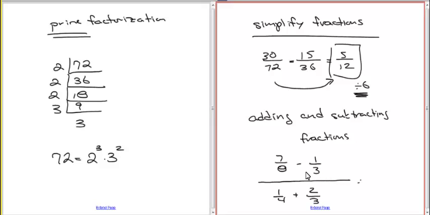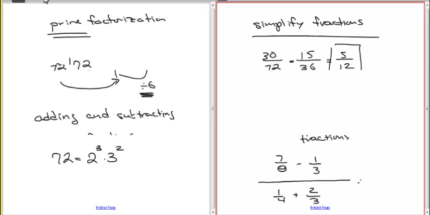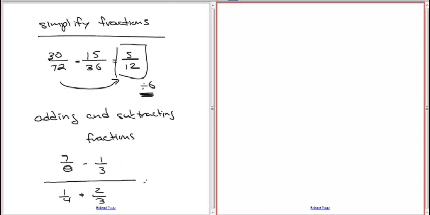Okay, what else we got here? Convert. We did this on the last test. Convert decimals to fractions. This was the next to last problem. So what we do is we take our decimal, we make that into a fraction.